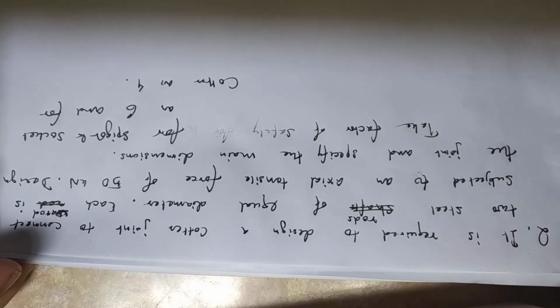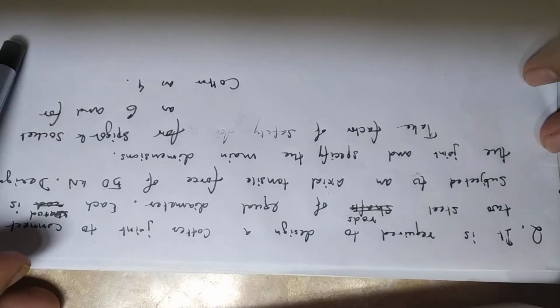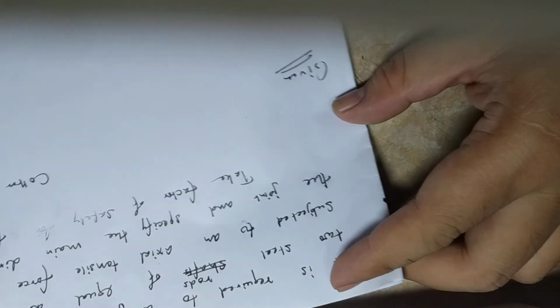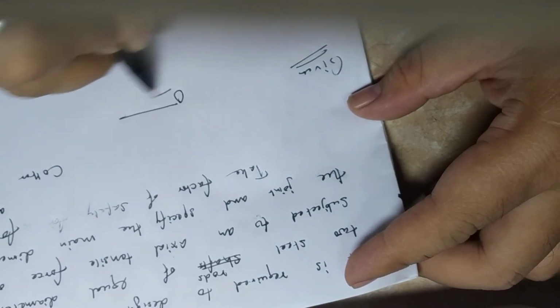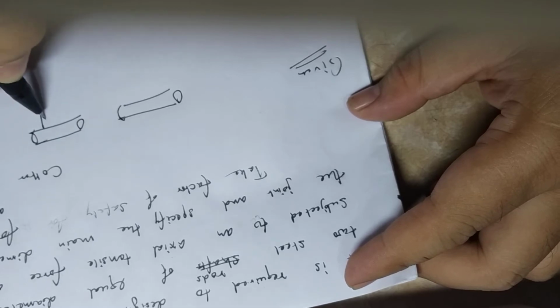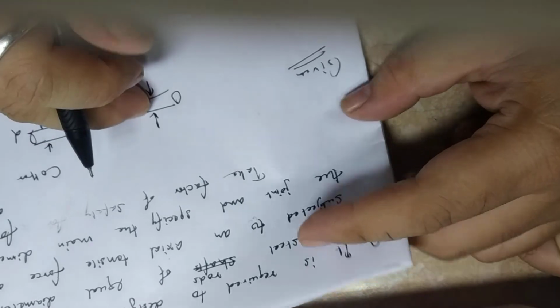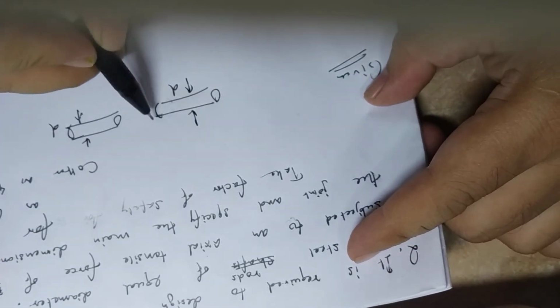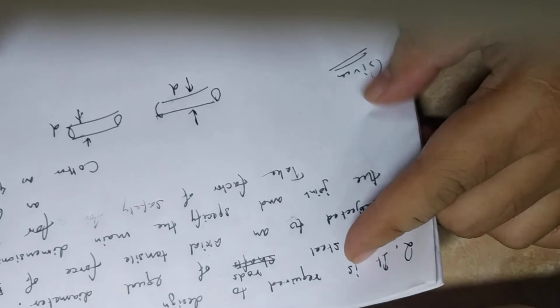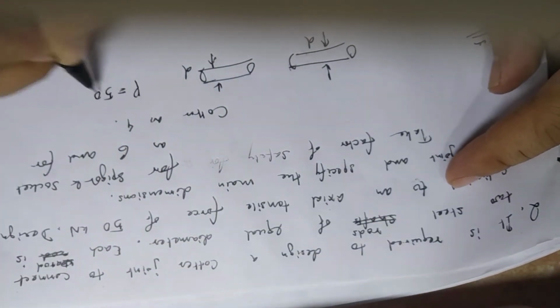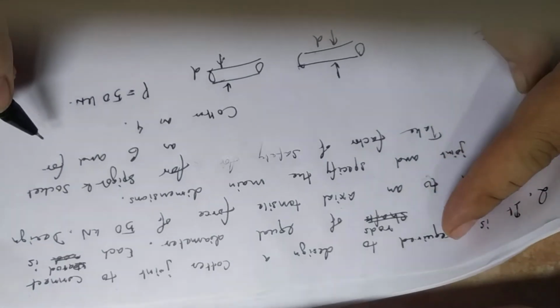Take factor of safety for socket and spigot as 6, and for Cotter as 4. Okay, so let's start. You have to connect two rods. Both the rods are of equal diameter, so let's say the diameters are d. We have to find out the dimensions of the Cotter joint so that it can take a load of 50 kilonewton. So here force P is given as 50 kilonewton.